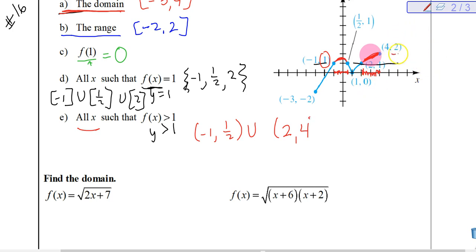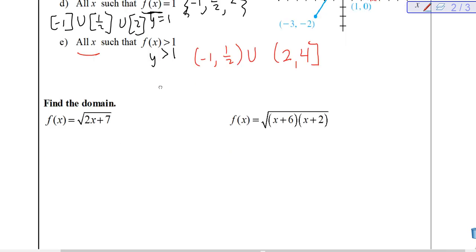Is this y greater than 1? Yeah, so you know what? Inclusive. Closed. Because that is greater than 1, and that 4 is part of the answer. So a little tricky. You'll have to practice it. We'll see how you do.